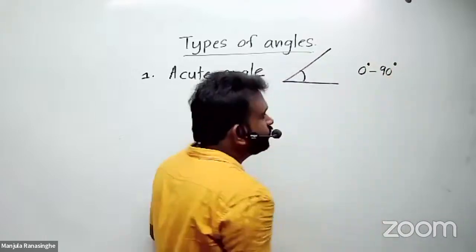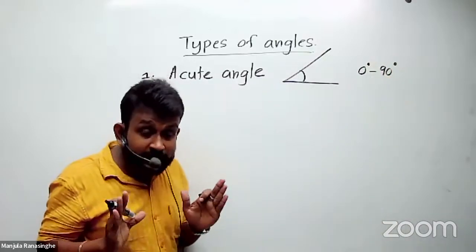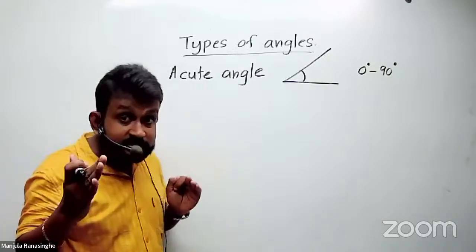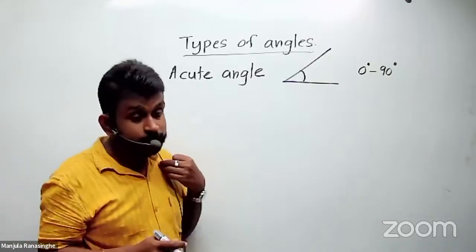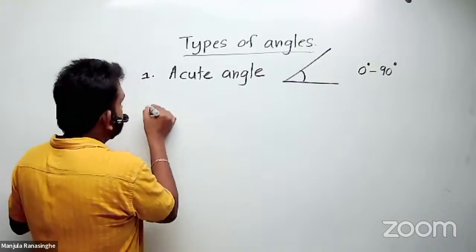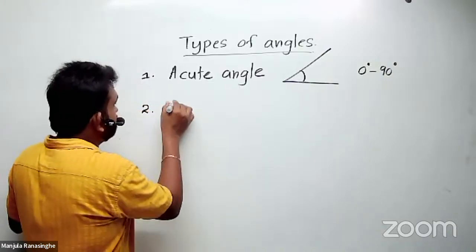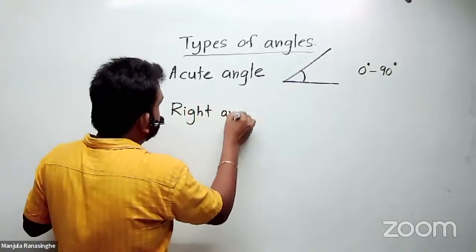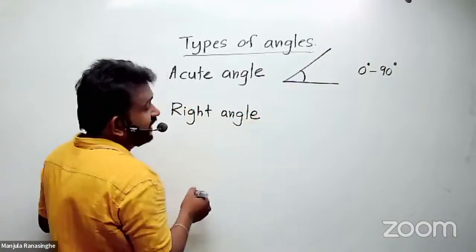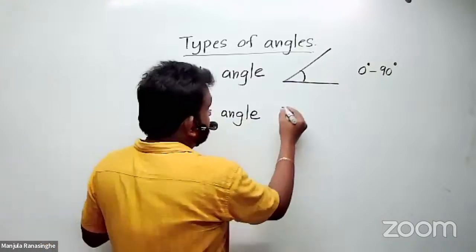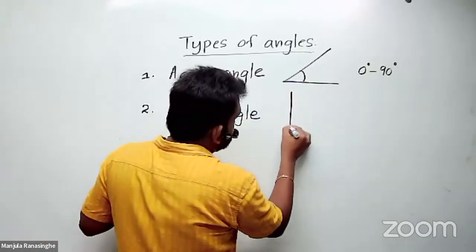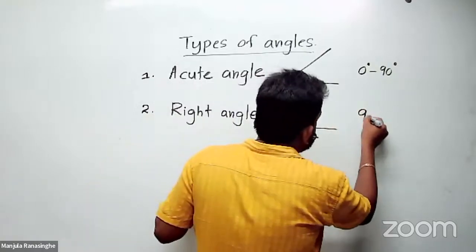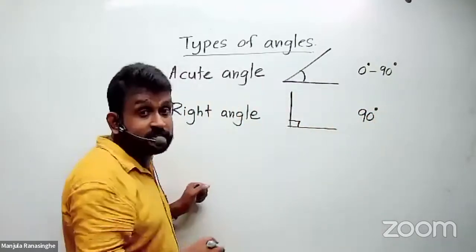So we call an angle acute in magnitude if it is less than 90 degrees. Then the next one, the right angle. They are exactly 90 degrees. In this way, this is a right angle, exactly 90 degrees. That is called the right angle.